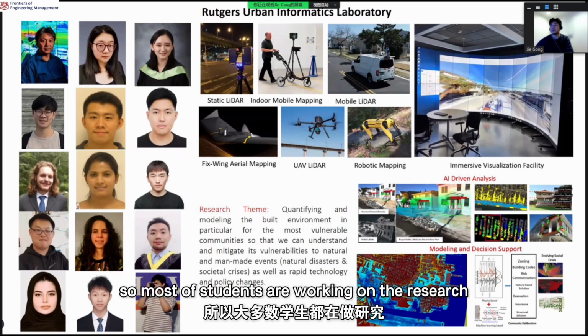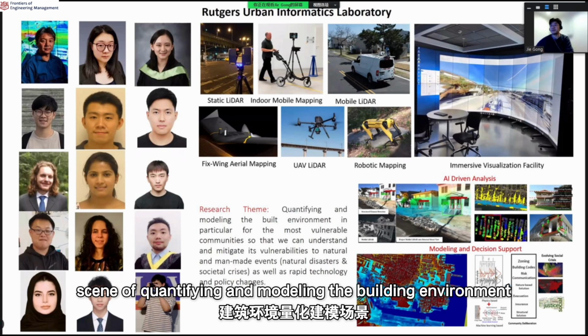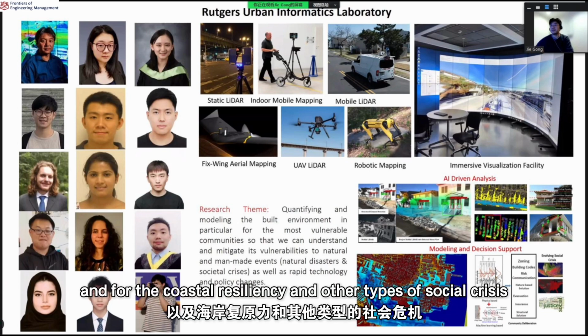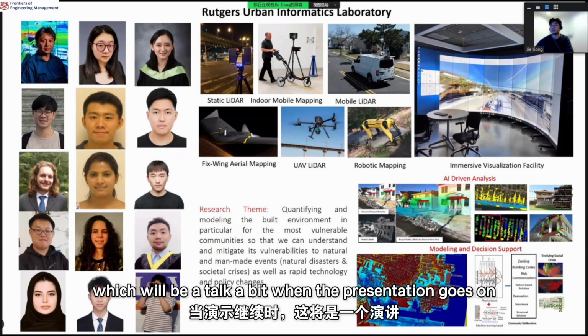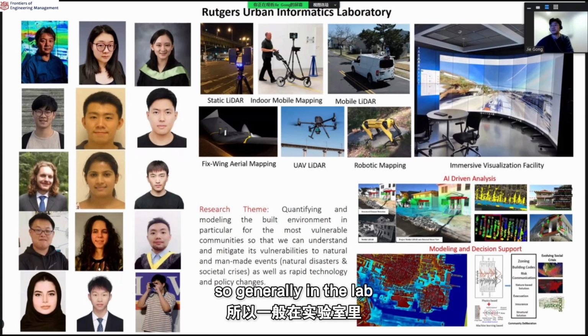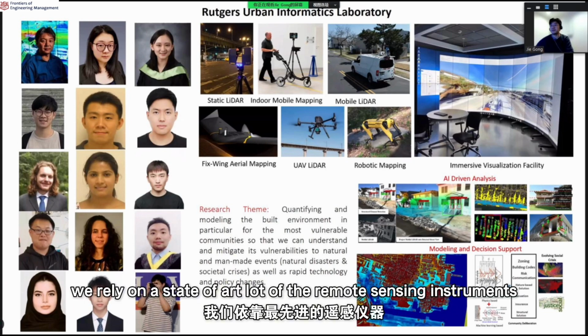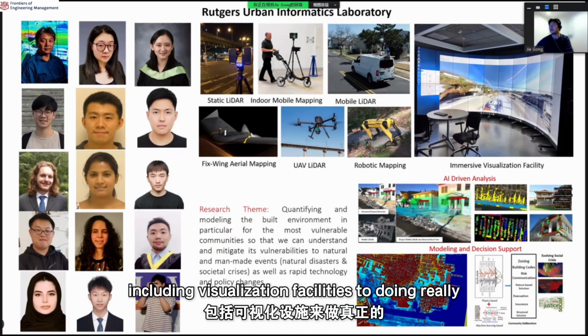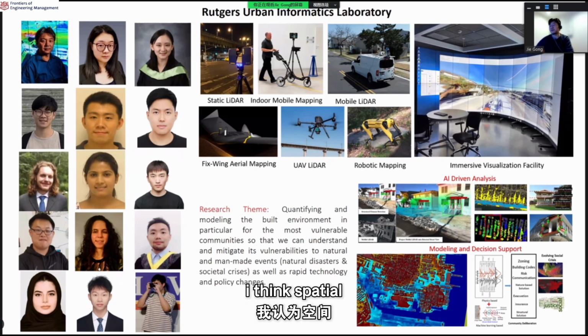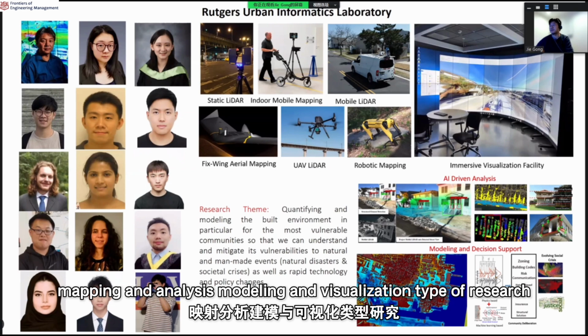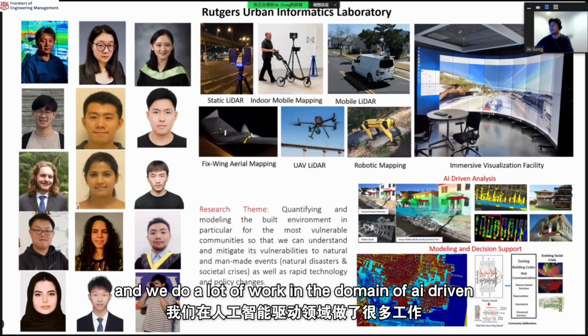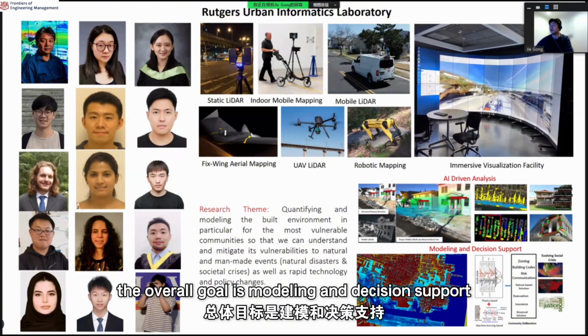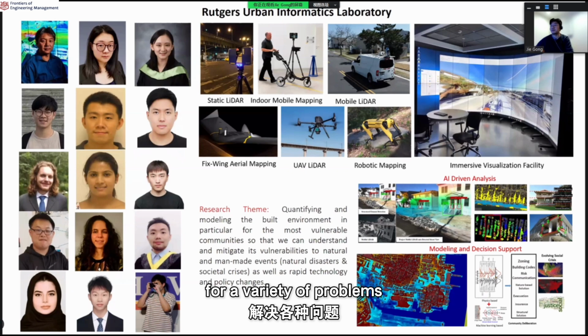Most of the students are working on quantifying and modeling the built environment, for coastal resiliency and other types of social crisis, which I will talk about a bit as the presentation goes on. In the lab, we rely on a lot of state-of-the-art remote sensing instruments, including visualization facilities, for spatial mapping, analysis, modeling, and visualization research. We do a lot of work in AI-driven analysis, and the overall goal is modeling and decision support for a variety of problems.